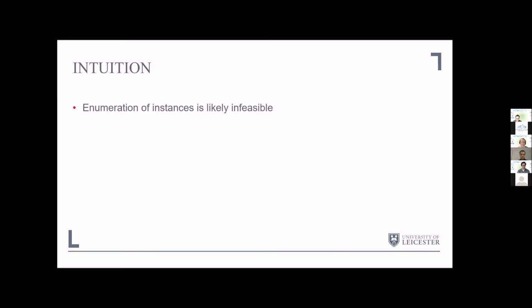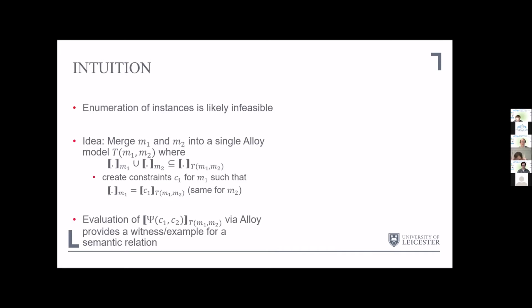Intuitively, if we go and try to enumerate all the instances, this might be quite a bad idea and maybe infeasible. So what we decided to try is to merge the two models into a single Alloy model, where the single new Alloy model would contain the semantics of both of the input models.